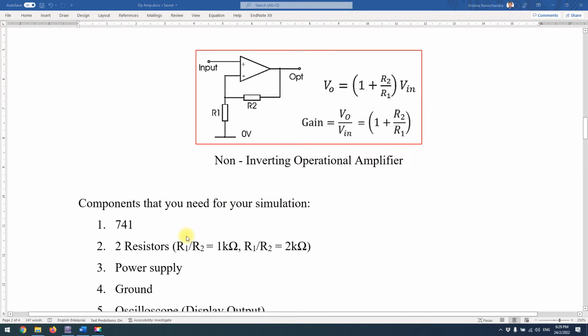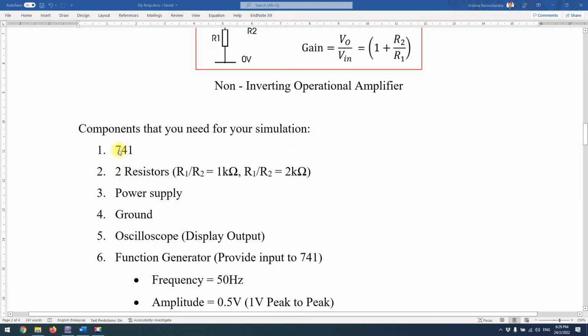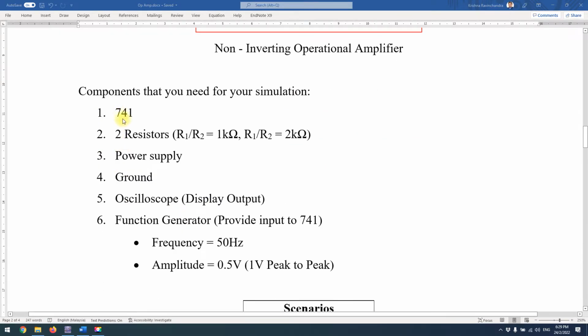Now, what are the components that we're going to be using for our simulation? One is the 741 IC. Two, we're going to have two resistors, which can be either 1 kilo ohm or 2 kilo ohm, depending on the scenario. We're going to be doing three different scenarios: where R1 is more than R2, R1 is less than R2, or R1 equals R2.